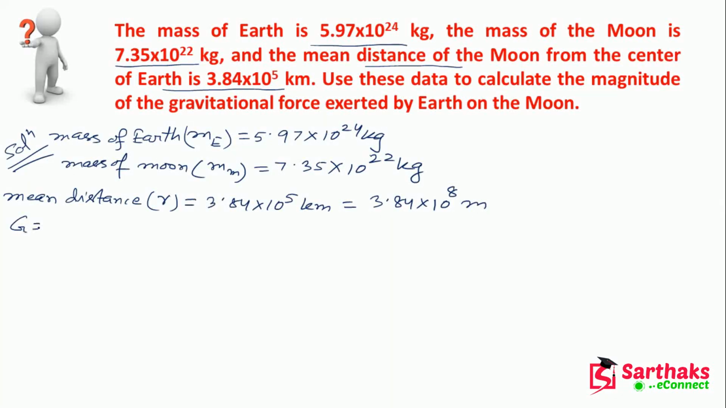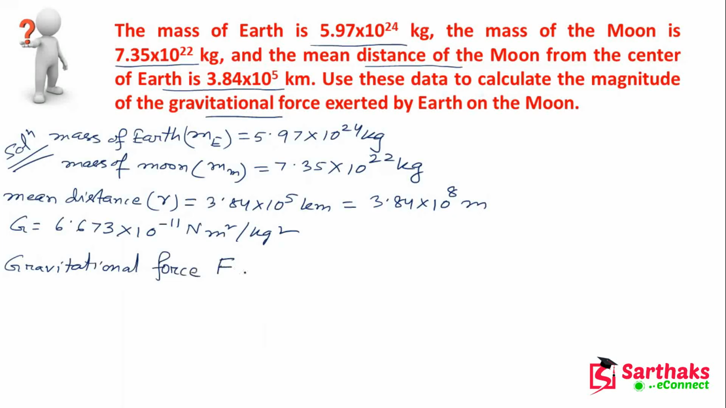And G, if they will not give the G at that time, you have to remember the gravitational constant. This is 6.673 into 10 to the power minus 11 Newton meter square per kg square. And here we have to calculate the gravitational force. So gravitational force F equals to G M_E m divided by R square.